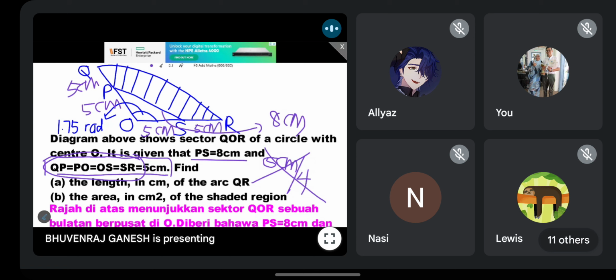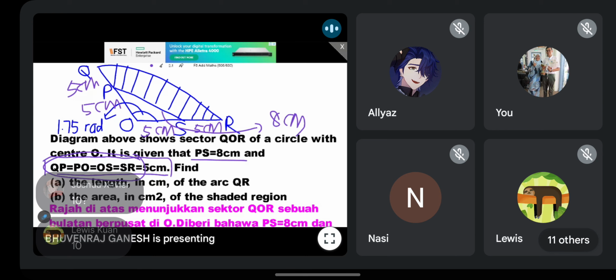Okay, so now can anyone tell me what is the radius for this sector? Apa jejari sector kat sini? Can anyone tell me? Radius? So what's the radius? Berdasarkan apa yang saya label. Yes, correct. 10 cm. Okay, this is the radius. This one. This whole thing is the radius. The whole thing. Okay, that's why 5 plus 5. So 10 cm. Okay, so now they ask you find the arc QR.